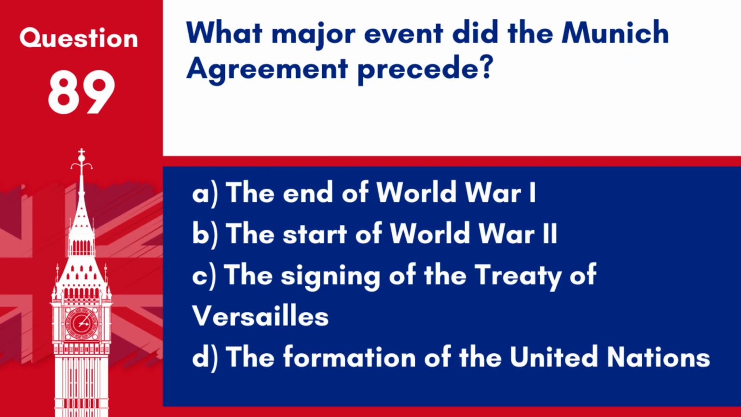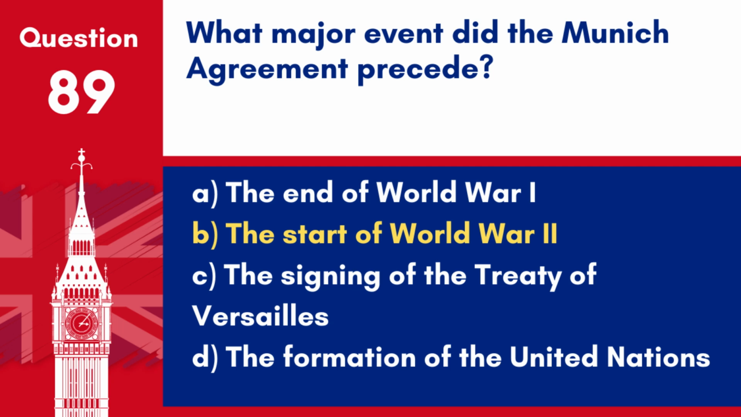Question 89. What major event did the Munich Agreement precede? A. The end of World War I. B. The start of World War II. C. The signing of the Treaty of Versailles. D. The formation of the United Nations. Answer: B. The start of World War II.